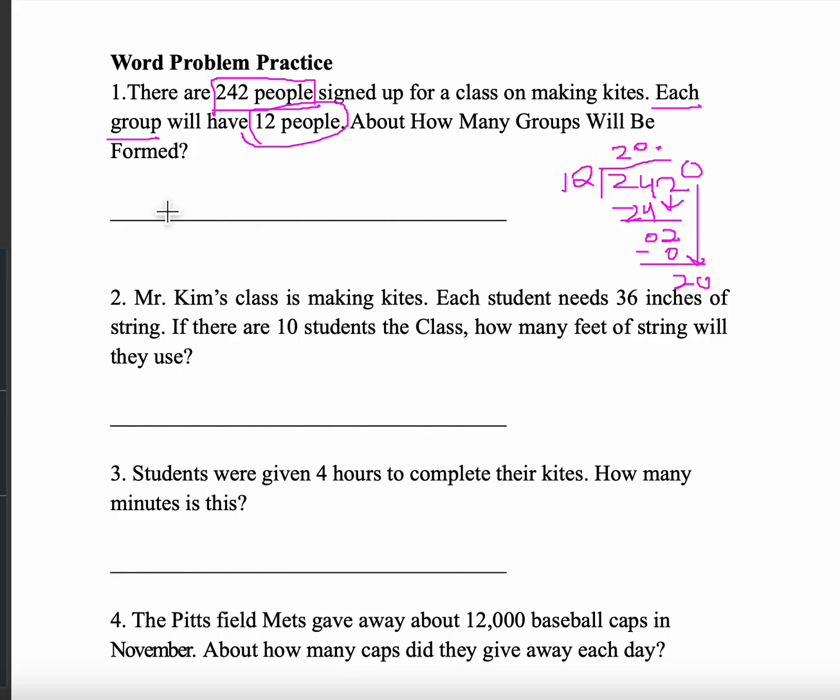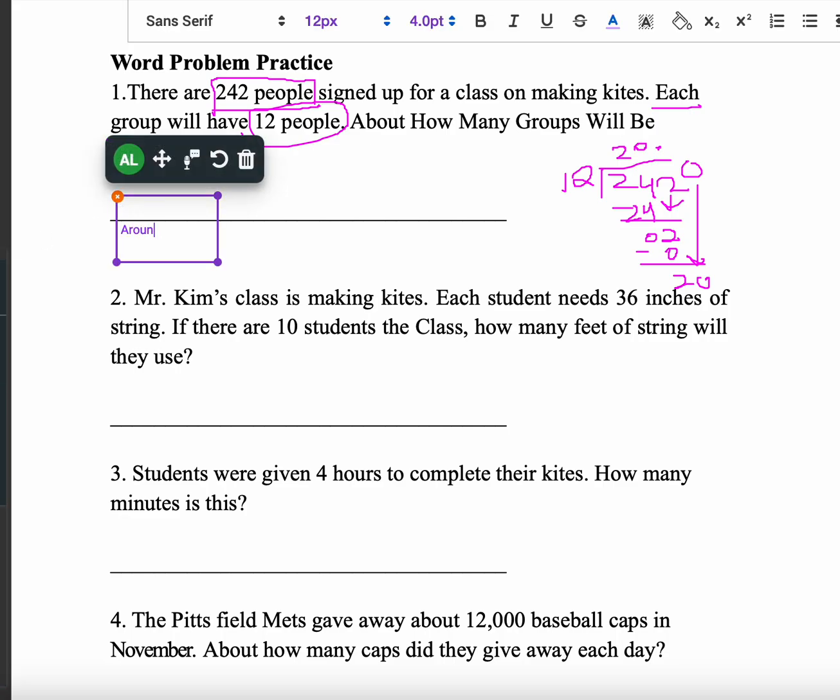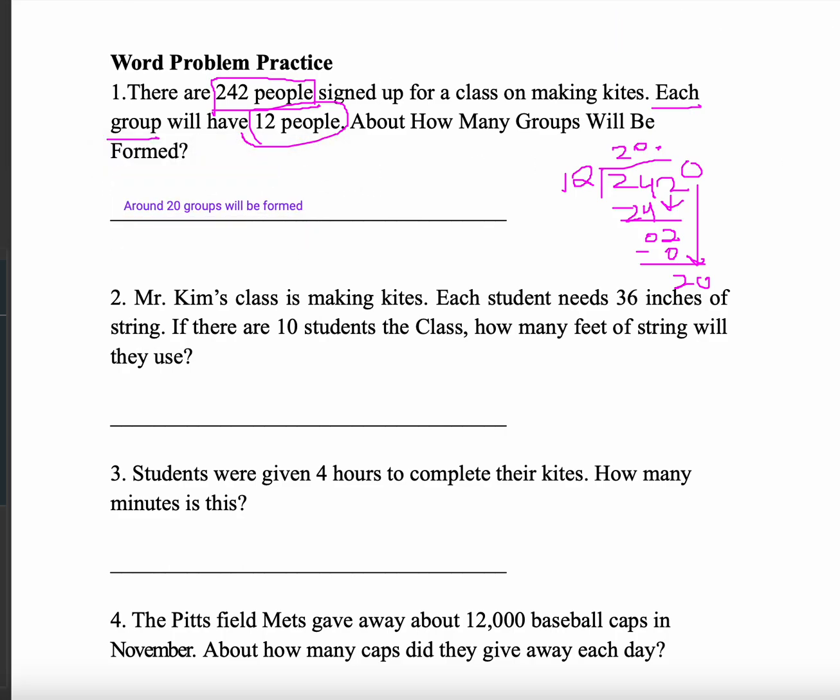But we know our answer: you could write around 20 groups will be formed. Because if we keep solving after this, we'll have a mixed number anyway. And we know that it's around 20 because that's the whole number. So the answer would finally be around 20 groups out of those 242 people if we have one group with 12 people.